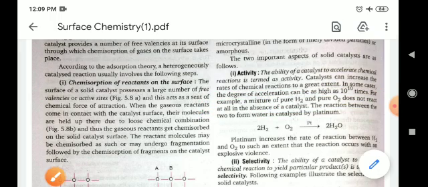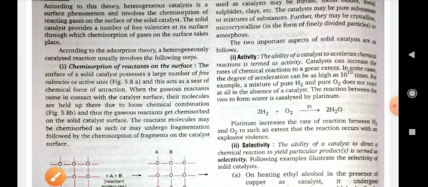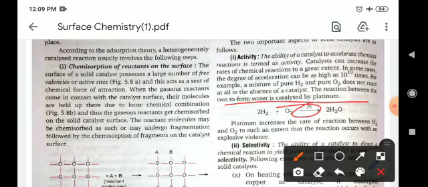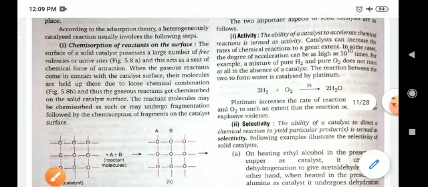So the reaction between the two to form water is catalyzed by platinum. So it is known as the activity of the catalyst.